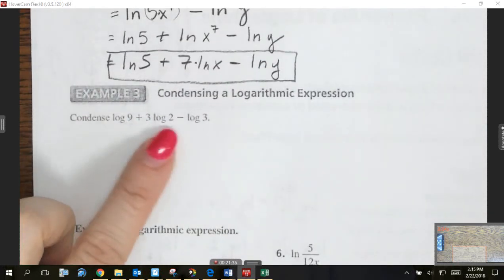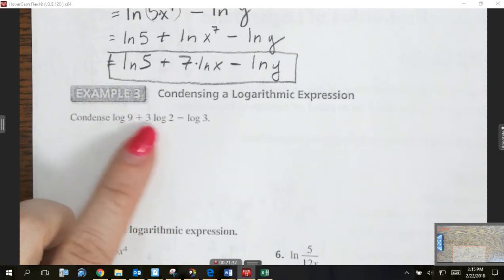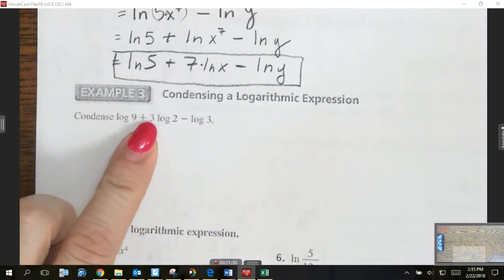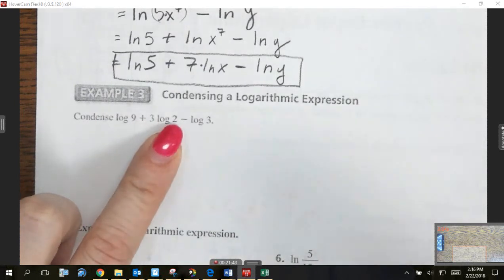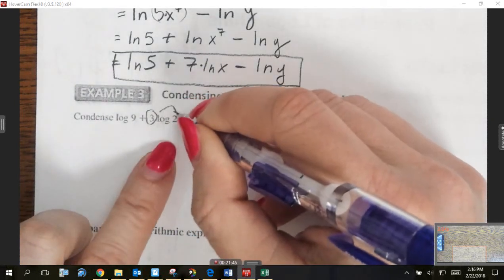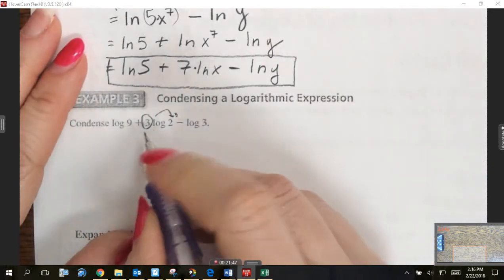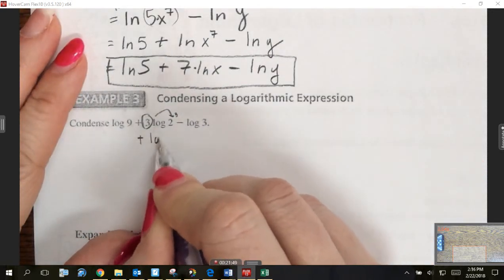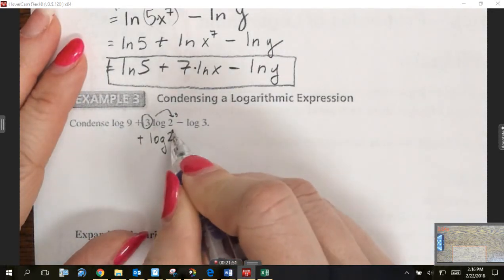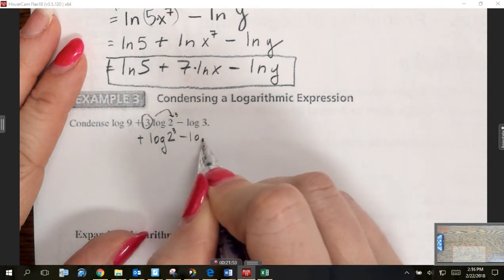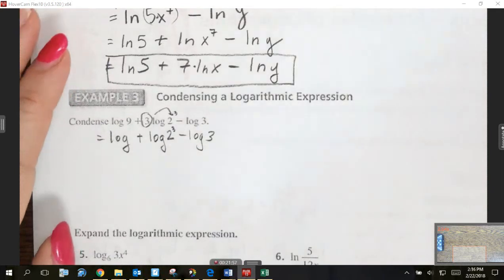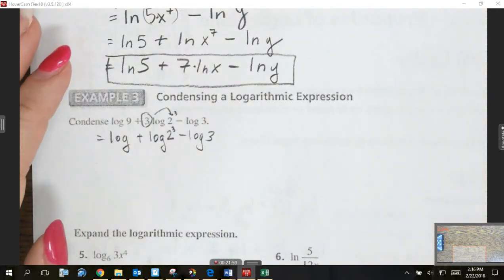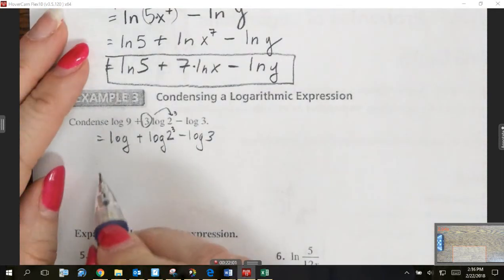For condensing, I'm going to start here in the middle with that 3. I'm going to move the 3 to the 2 and make it a power. Since I know what 2 to the 3rd is, I'm going to write the answer for 2 to the 3rd.